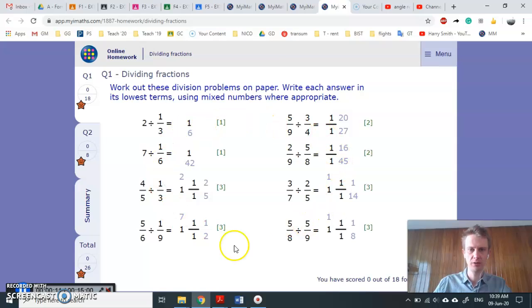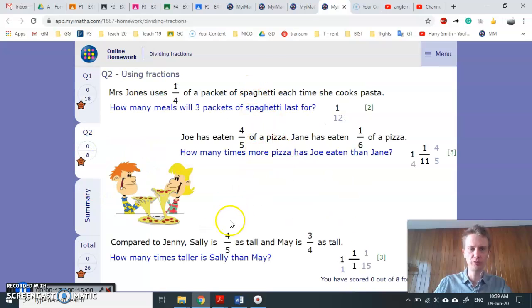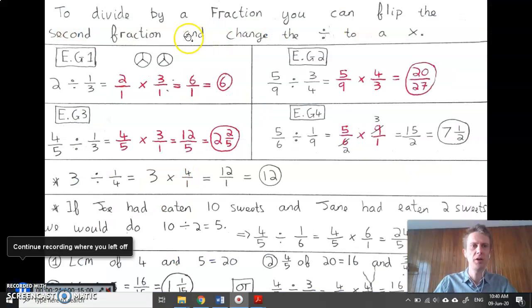I've just picked out, I think, 4 examples from the first page to do with you, and then I'll do all 3 of these examples here. Okay? This is the important thing that you need to know for dividing. It says there, to divide by a fraction, you can flip the second fraction and change the division sign to a multiplication sign. Okay, so looking at this first example, this is straight from the My Maths task.